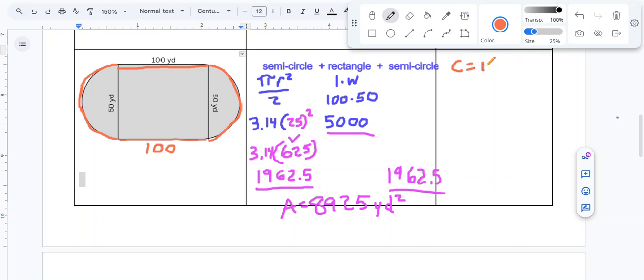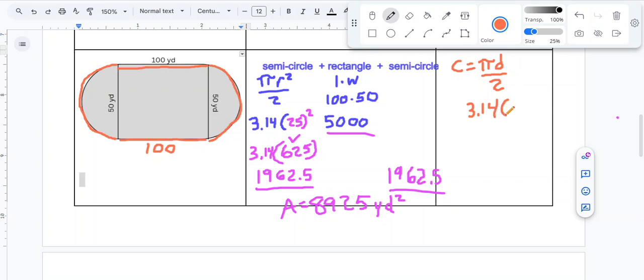So the circumference of a circle is pi times d. Pi times the diameter. But I'm looking for a semicircle because I'm looking for this curve and this curve, right? So I'm looking for a semicircle, or a half circle, so I'm going to find that and then divide it by 2. All right, so pi, once again, we'll use 3.14 for pi.